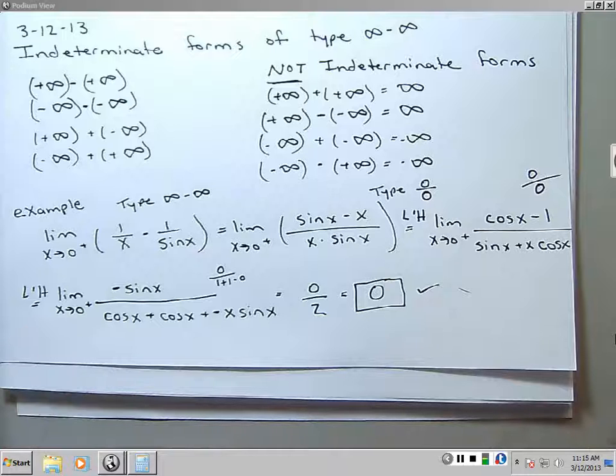So your approach on problems like this, when you have infinity minus infinity, is to find a common denominator. And once you do, you have 0 over 0 or infinity over infinity.